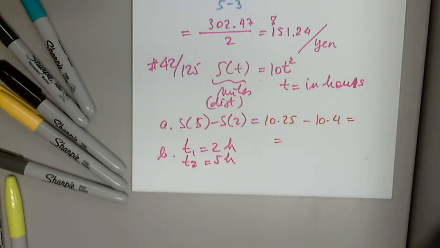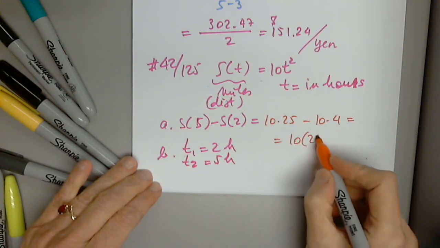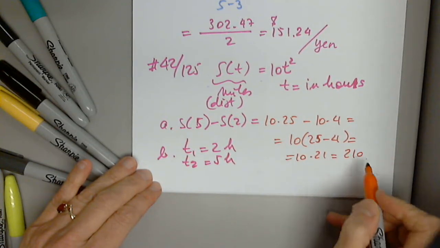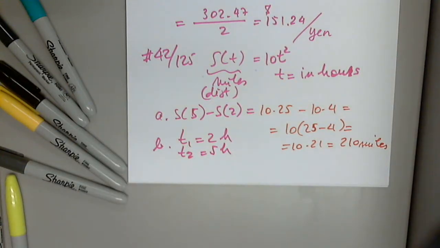Because I don't want to multiply, it's easier for me to factor out 10. 25 minus 4 is 21 times 10. So 10 multiplied by 25 minus 4, which is 10 times 21, 210 miles. Of course you don't have to do this. It was easier for me to do that without a calculator.